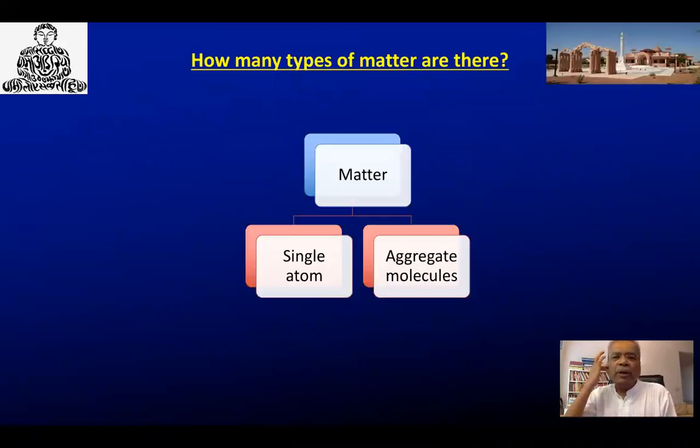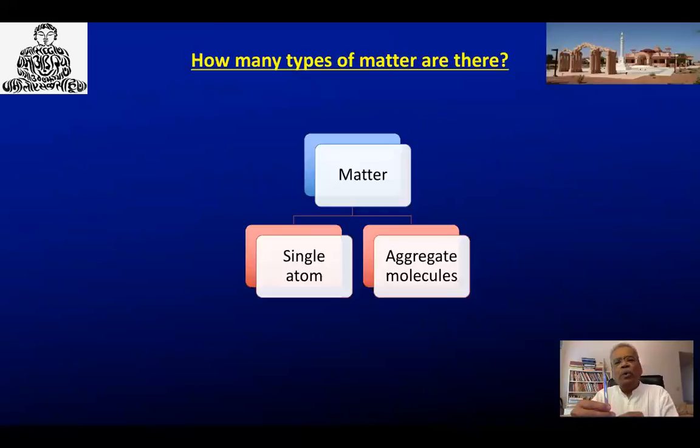How many types of matter particles are there? Matter can be divided into single atom and aggregate molecules. Means single atom, and single atom joining to the next one, and third and fourth and fifth, and millions and billions and infinite. So that's called aggregate molecules.